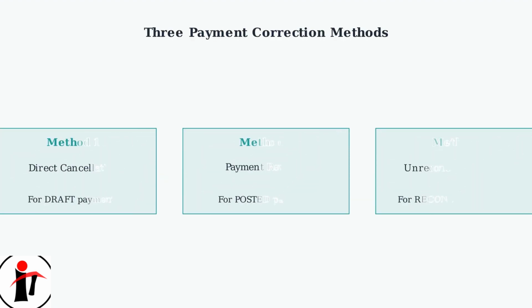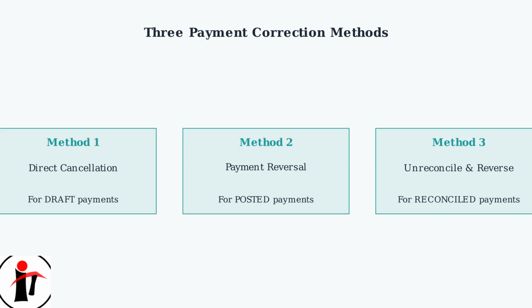Odoo provides three primary methods for correcting customer payments, each designed for different payment states. The method you choose depends on whether your payment is in draft, posted, or reconciled status.